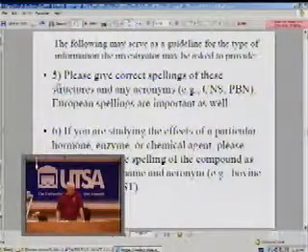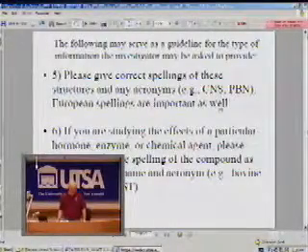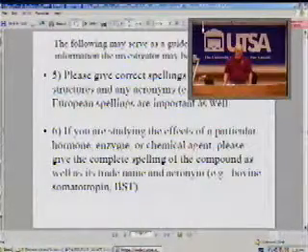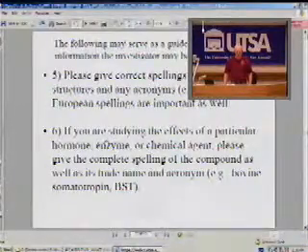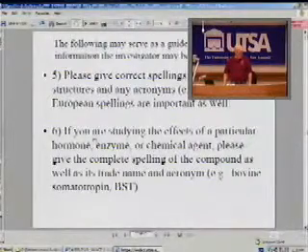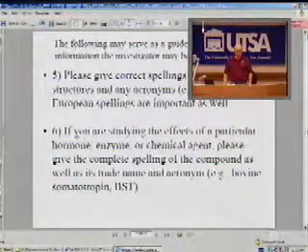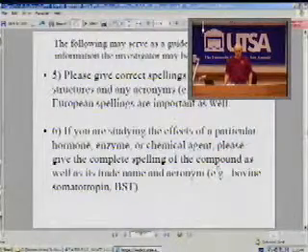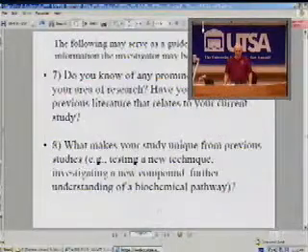Please give correct spellings of these structures, right? And any acronyms. European spellings are important as well because of the world literature and the goal for extensive and exhaustive research on finding alternatives and making sure that it is not duplicated effort. If you are studying the effects of a particular hormone, enzyme, or chemical agent, please give the complete spelling of the compound as well as its trade name and acronym and so on and so forth.